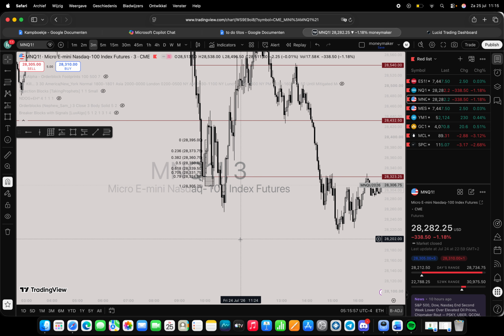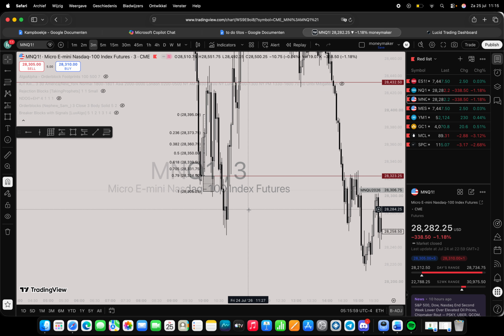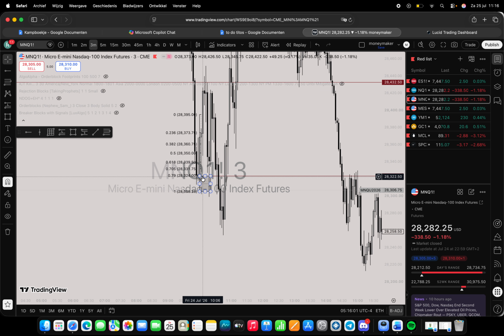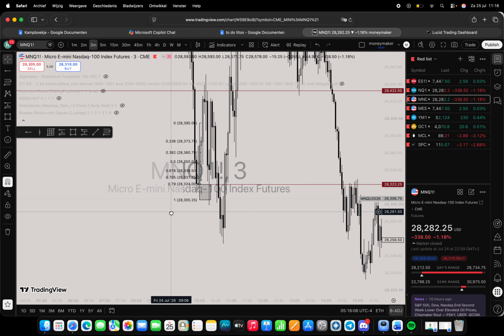Oh yeah, yes we did, but still this is one of the same examples. We didn't touch the 10 a.m. key open or rejection block, so I didn't take this trade.